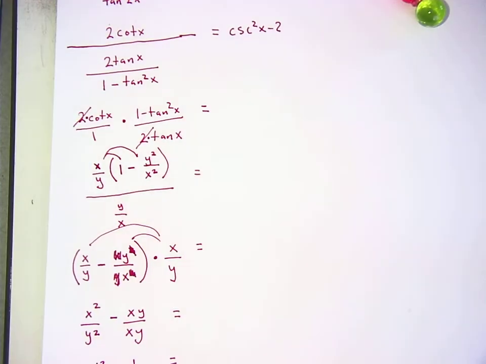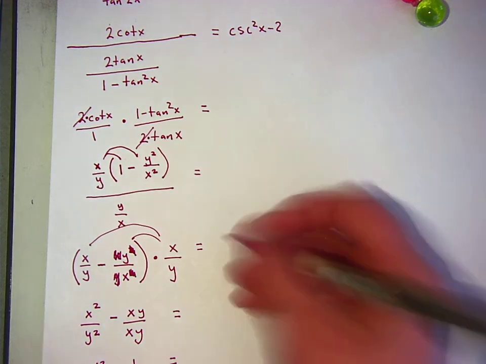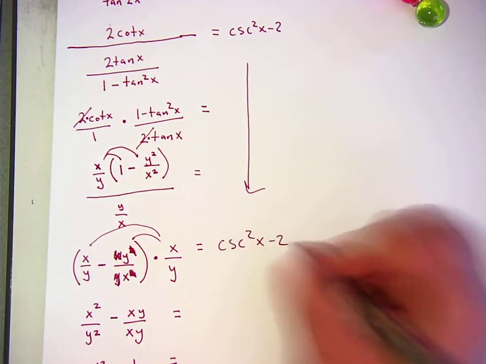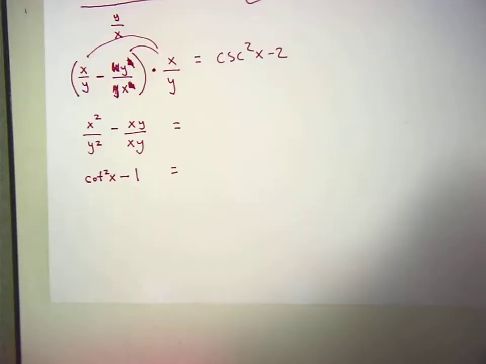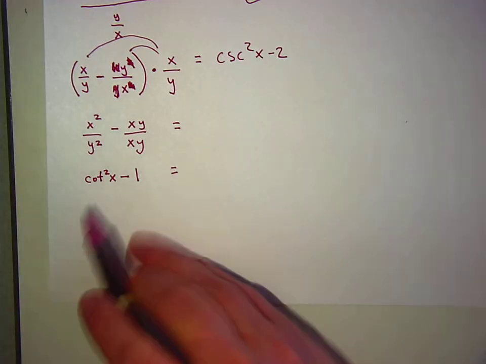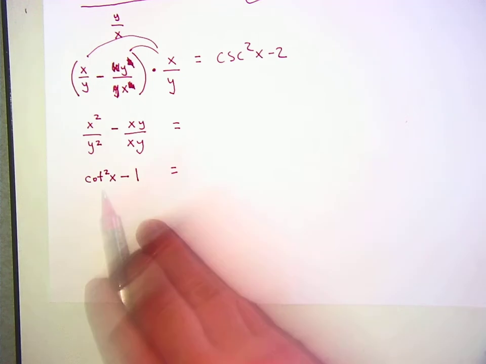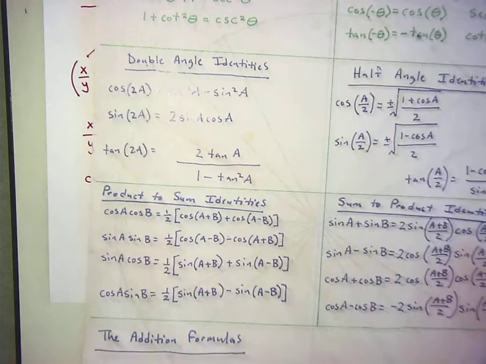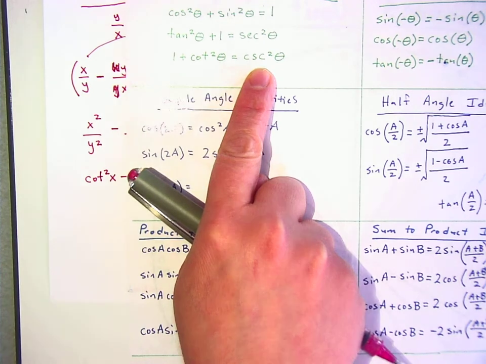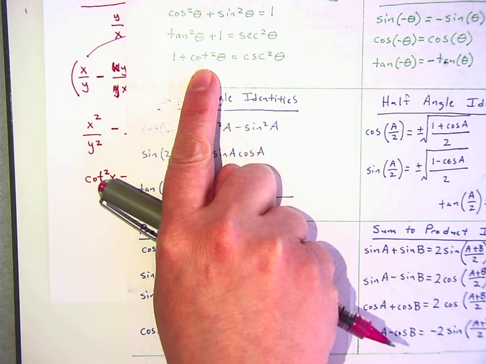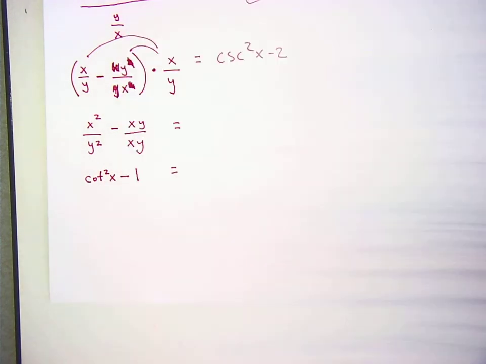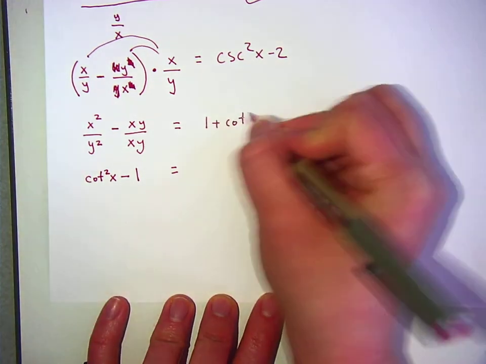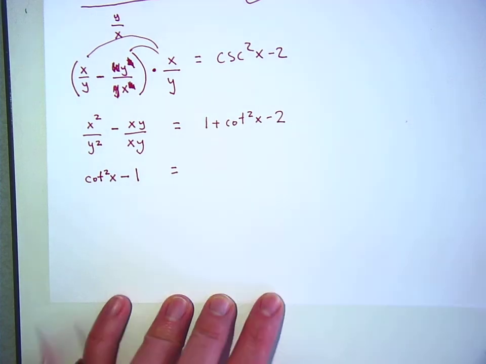So now here's the point where I'm at, and here's how I would figure this out. I'm just going to copy that down to about here. Okay, so I'm right about here. And I think, okay, so on this side I've got cotangent. This side I've got cosecant. But I know that cosecant squared is the same thing as 1 plus cotangent squared. So I'm going to rewrite this cosecant squared as 1 plus cotangent squared x minus 2.